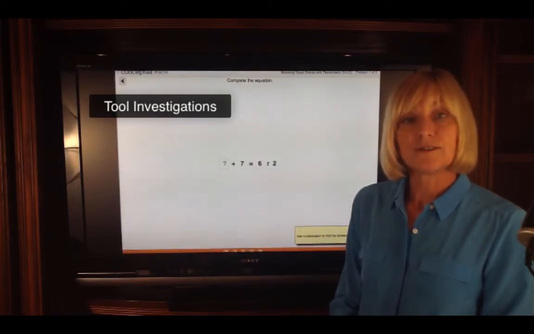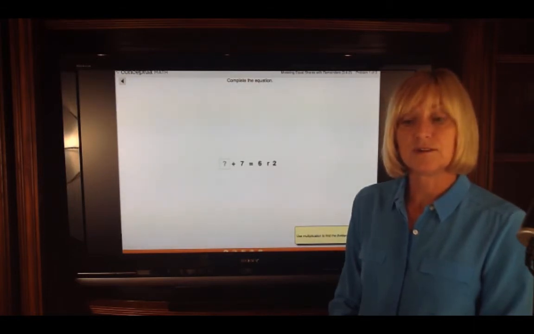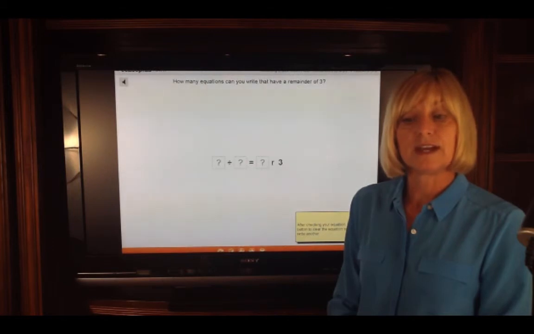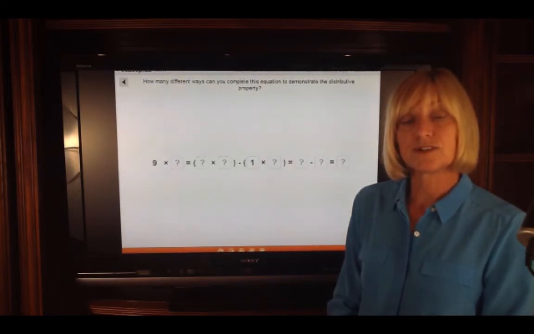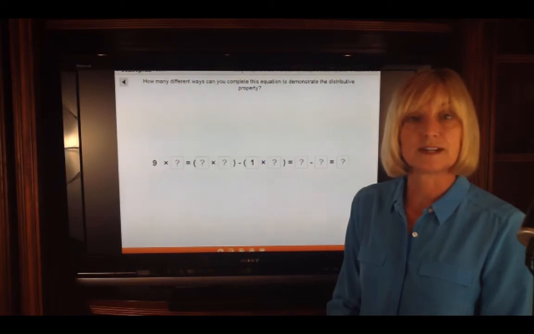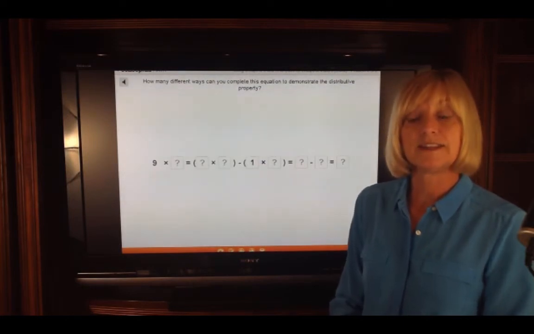This unit also has tool investigations. In this particular tool investigation, students are working with unknowns. They start with one unknown, and as they progress, they have multiple unknowns until they have a very divergent example at the end that can have multiple different equations for 9 times 2 or 9 times 8, 9 times 5, and then they complete the equation.